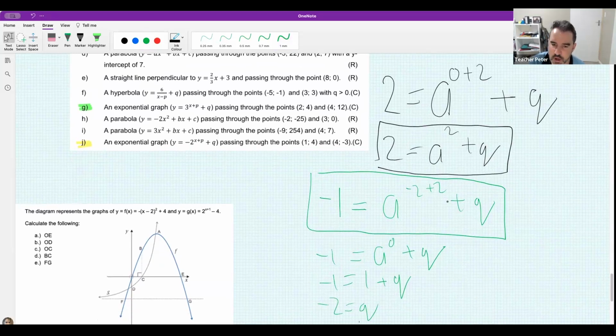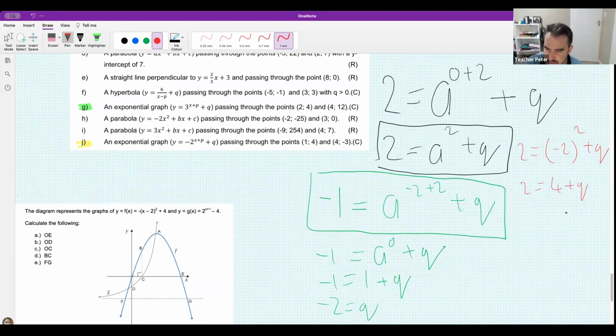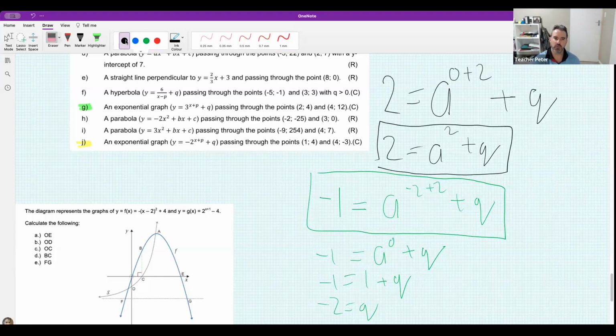So now if we go back to the very beginning, well, not even the very beginning, we can take that value and we go 2 is equal to (-2) squared plus Q. Then we go 2 is 4 plus Q. Oh, wait, no, sorry, I'm taking out the wrong thing. I should have put the -2 for the Q in. So I'm going to reuse the -2 over here, which is the Q value.